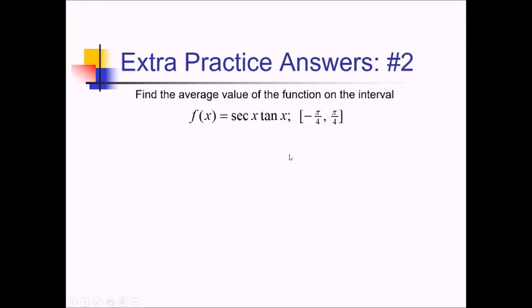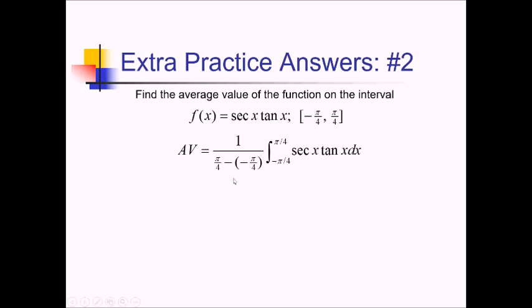For this problem, we want the average value of secant of x tan of x over the interval from negative pi over 4 to positive pi over 4. So to get this, we're going to do 1 over the interval length, which is 1 over pi over 4 minus negative pi over 4, or plus pi over 4. We're going to do that times the integral from negative pi over 4 to positive pi over 4 of f of x, so secant of x tan of x dx.